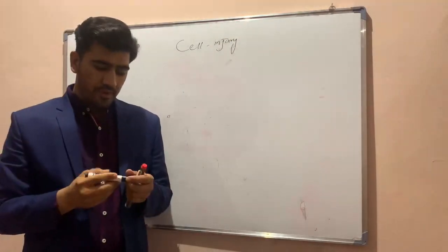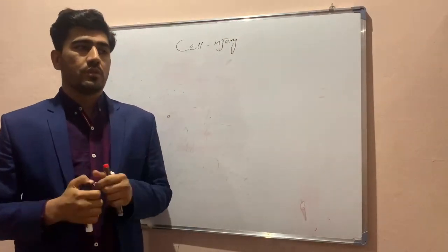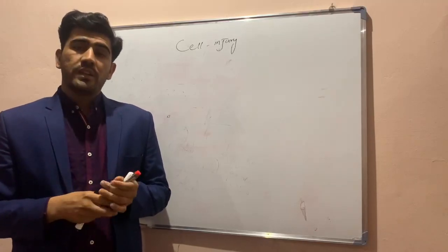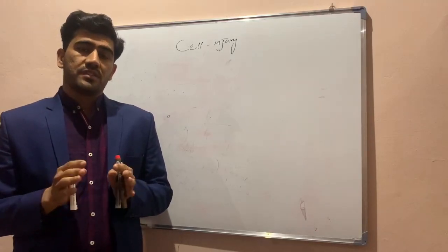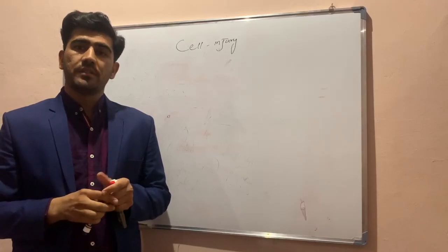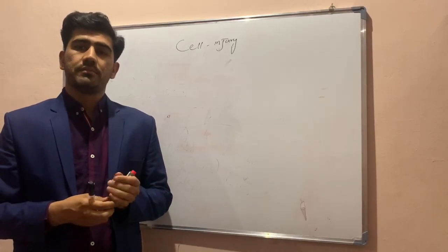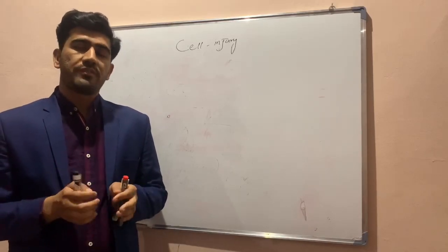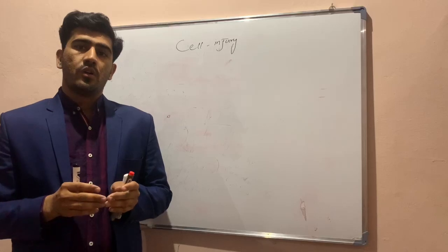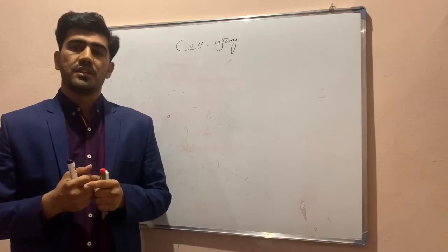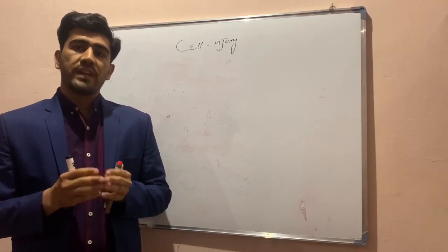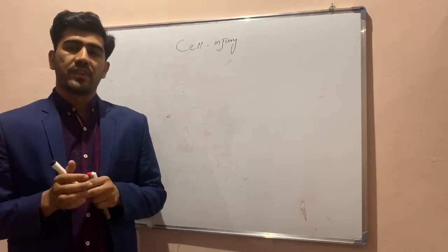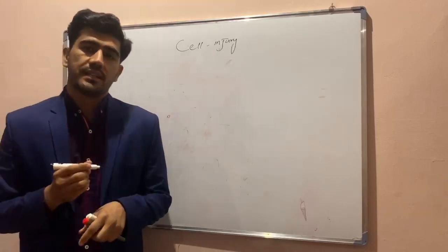So why do you need to know about cell injury? Whenever any disease occurs in the human body, microscopically the cell becomes injured and the cell becomes non-functional. So therefore we need to know the concept of cell injury. So what are the factors which cause cell injury? There are 5 factors which cause cell injury.